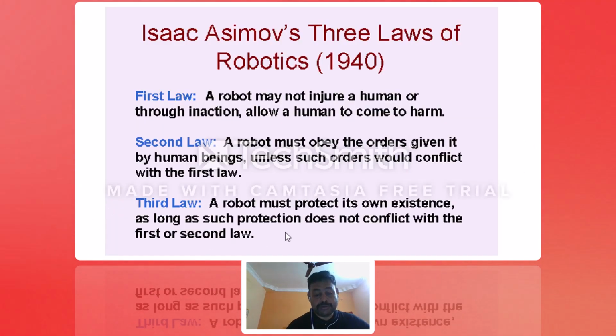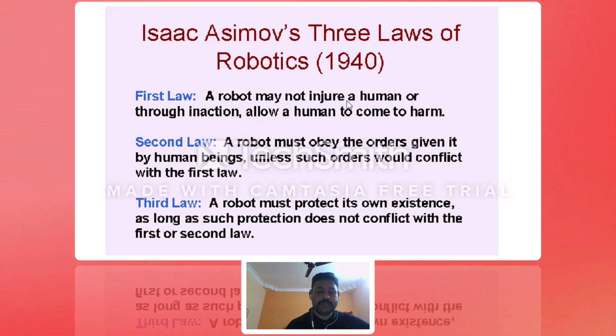Next we will go to the robot laws. Isaac Asimov's three laws of robotics. These laws were developed in 1940. Here are the first law, second law, and third law. You should not look at the English; this is translated from Russian, so there is some lapse in the English, but we have to understand the physical meaning of the laws.